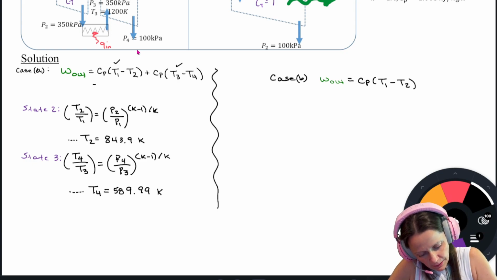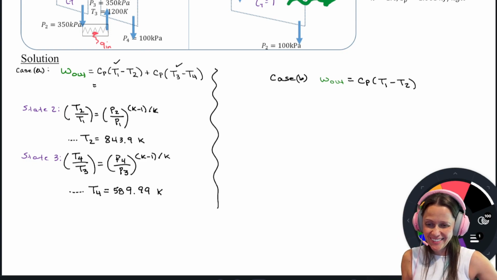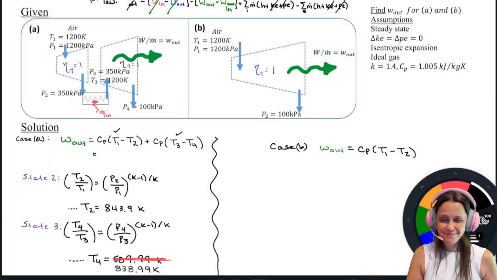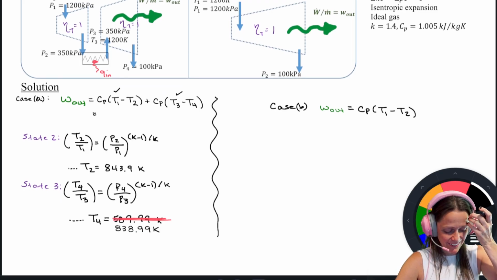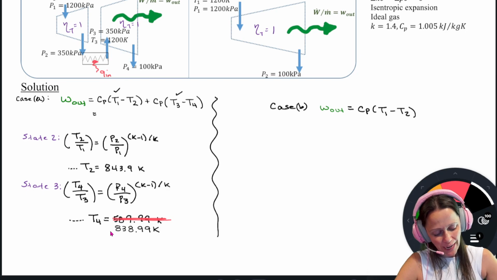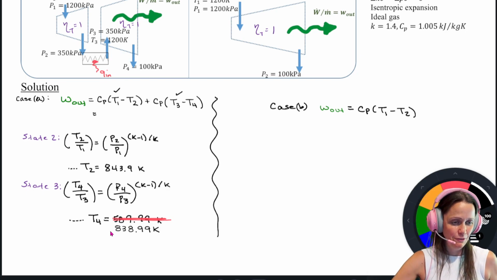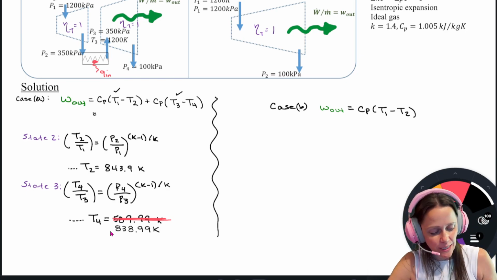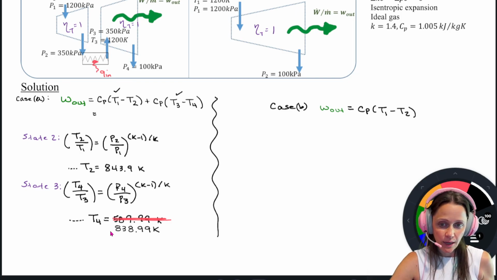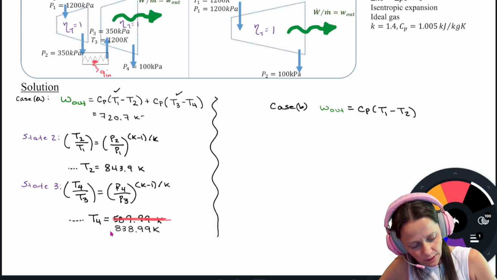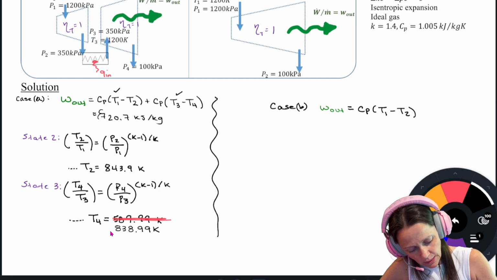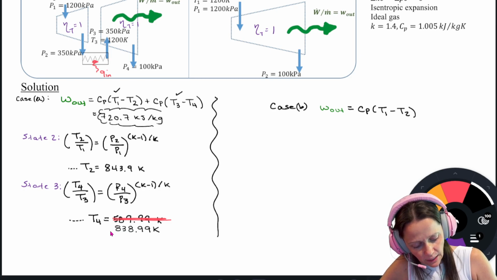Let's see what I end up getting. It's a good question. Hold on. Okay, just kidding. Just realized I wrote something down wrong, or I typed something in incorrectly. So T4 is 838.99, not the 500 number. And so when we plug things in, that work out becomes, let's see, 720.7, and the units there are kilojoules per kilogram. So that's going to be for case A.